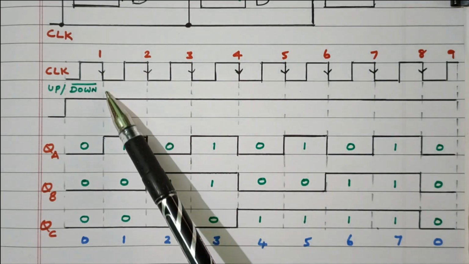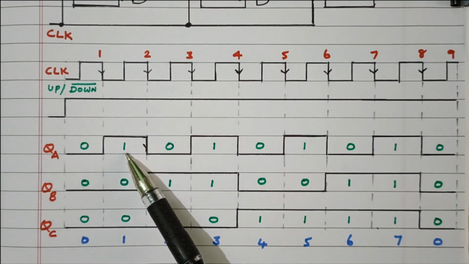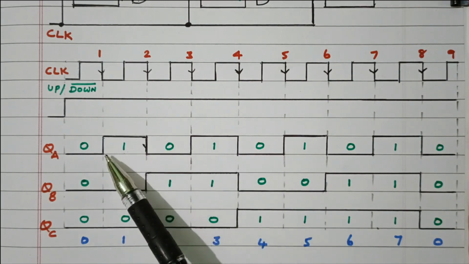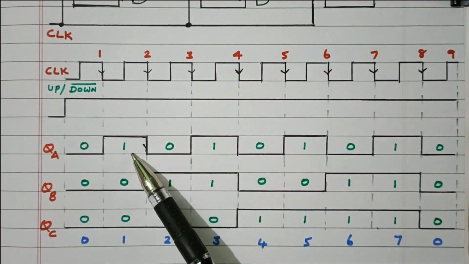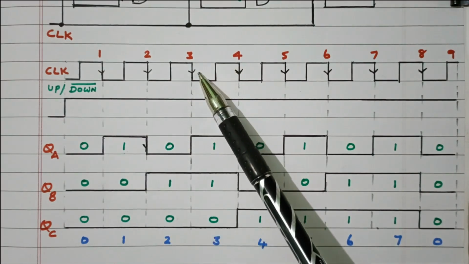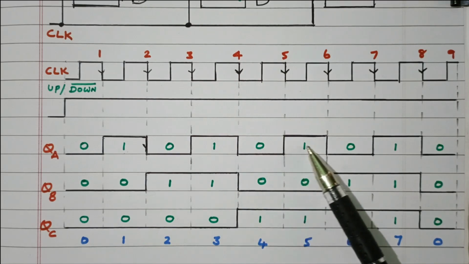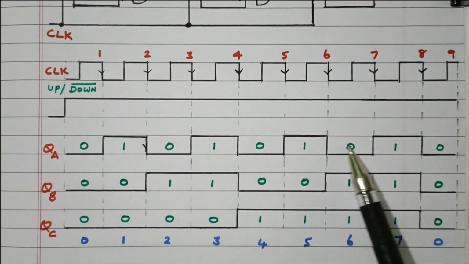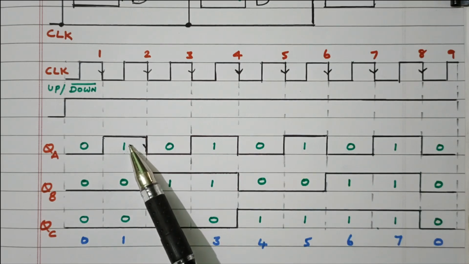See, during this negative edge, initially all are 0. During the first negative edge, 0 changes to 1, because J and K input is always 1 for the first flip-flop. So every clock pulse it will toggle. This will be maintained until the next negative edge. During the next negative edge, 1 is changed to 0. During the third negative edge, 0 changed to 1. During the fourth negative edge, 1 changed to 0. Like that it will keep on toggling. So at every negative edge, the status of the flip-flop changes from 0 to 1, 1 to 0, because J and K receive the high input.